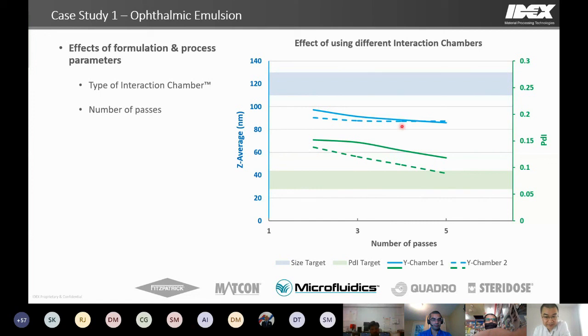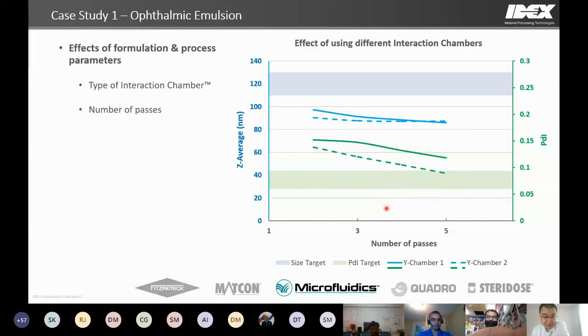From the results, you can see that the two Y-type chambers tested yielded similar particle size, but Y chamber 2, represented by this dashed line here, was able to achieve a smaller overall PDI, which, as I mentioned before, may be a very important factor to consider, because in this case the emulsion does require a very tight distribution.